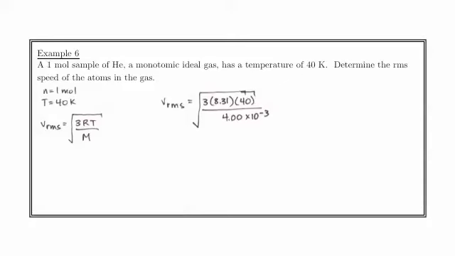But remember, if we're going to use 8.31 for our universal gas constant, we need to turn that molar mass of 4 grams per mole into kilograms per mole. That's exactly what we did here by multiplying by 10 to the minus 3. When we've done this, we can solve, and we get 500 meters per second, which is the root mean squared velocity.